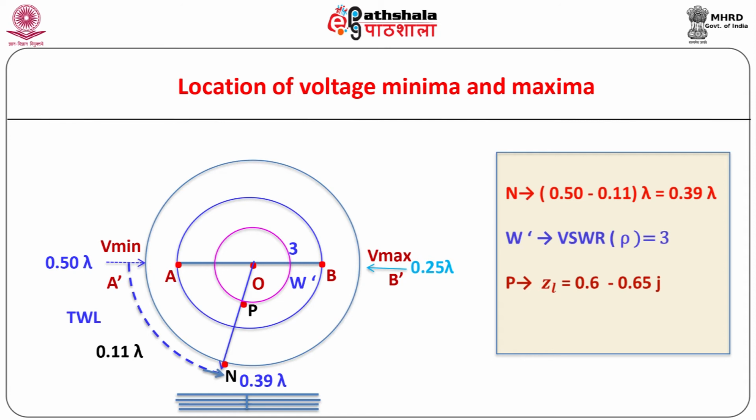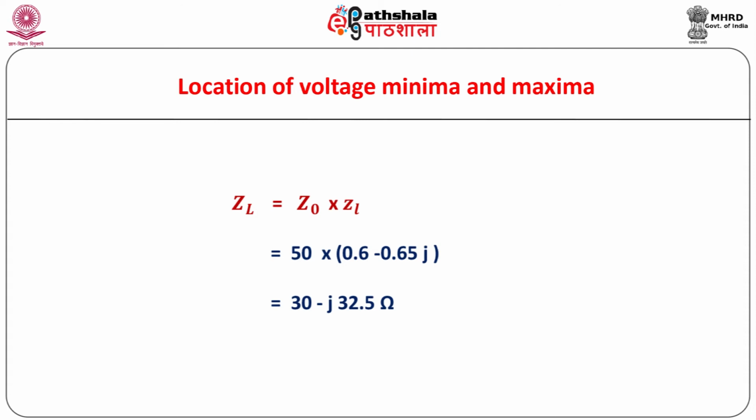Use the value of characteristic impedance 50 ohm to calculate the load impedance as follows. ZL is equal to Z0 times the normalized impedance zL, that is 30 minus j32.5 ohm. Note that in this problem, it is not necessary to know the wavelength.